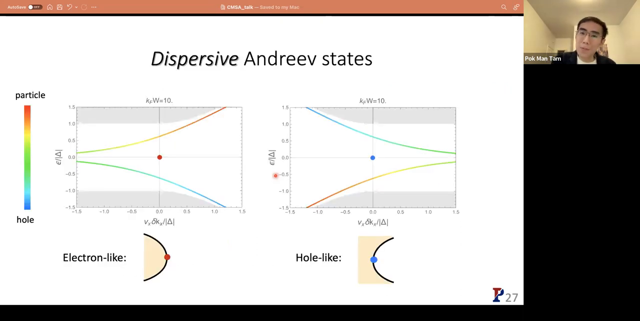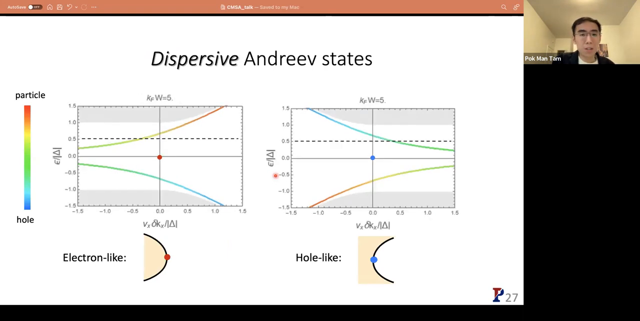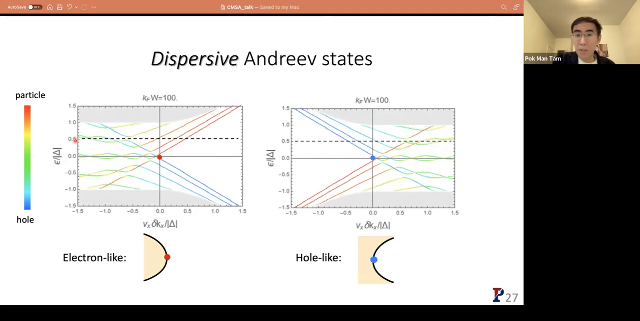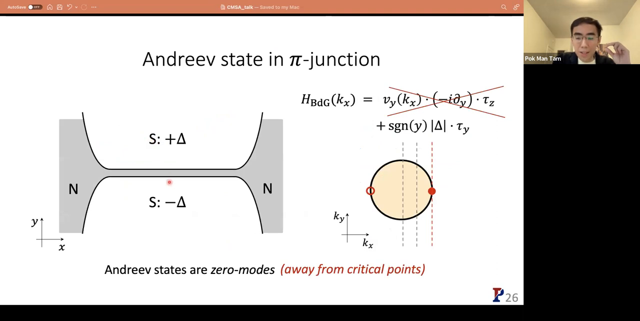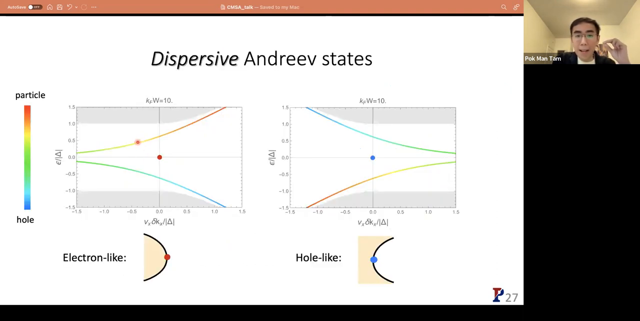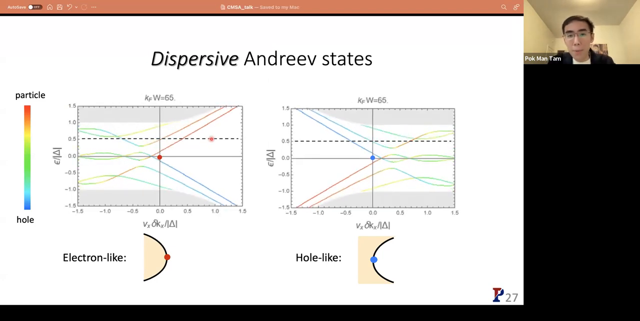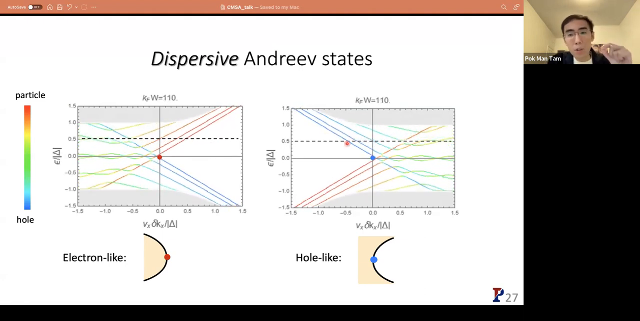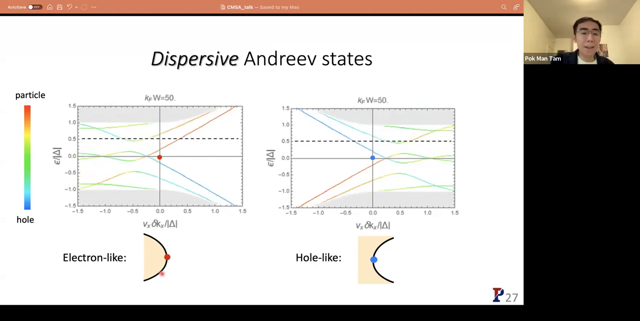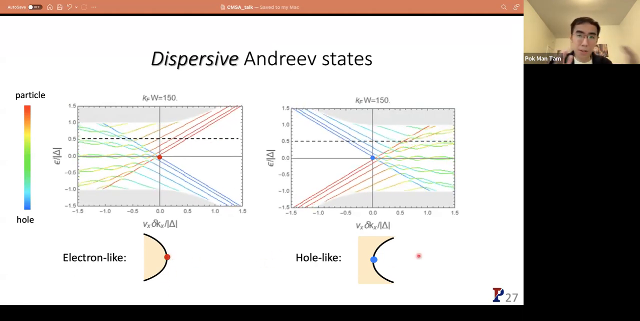So let us see what is the fate of these Andreev states. Let me focus, say, on a state with 0.5 energy. If I am inside a junction, then my W is rather small. So this is a state which is not an equal, but still a significant superposition between particles and holes, and that's why it looks orange or yellow. So it has both particle and hole components. But as you increase W, you can see that it will change into a state that is predominantly electron, or into a state that is predominantly hole, depending on the local environment of the Fermi surface.